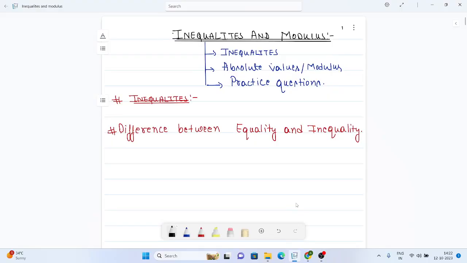So today we are going to start a new chapter which is inequalities and modulus. In this chapter we are going to cover three topics. First one is inequalities, second part is absolute values and modulus, and then we do some practice questions on these two topics which give you better understanding of these two topics. Okay. So first one is inequality.